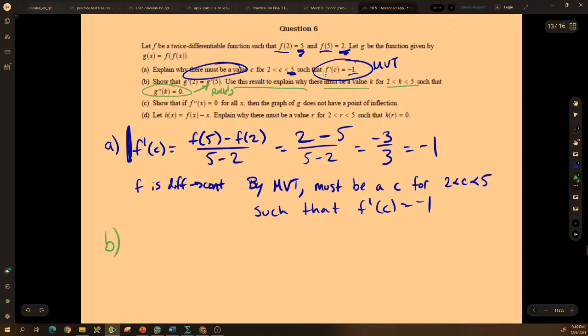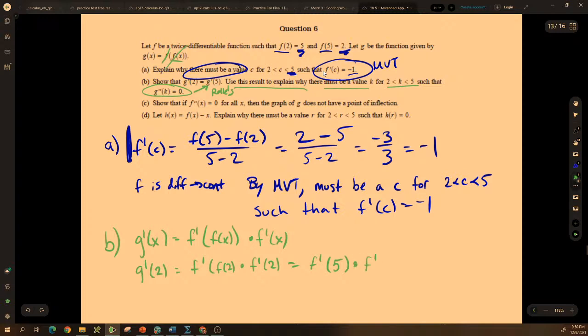So I want to first figure out g prime of x. That's what I have to do first, because I can't take g prime of 2 before I do that. And this is chain rule. The outside is f. That's f prime of the inside, f of x, times the derivative of f of x, which is f prime of x. So now I'm going to do g prime of 2. That's f prime of f of 2 times f prime of 2, which is f prime of 5 times f prime of 2.